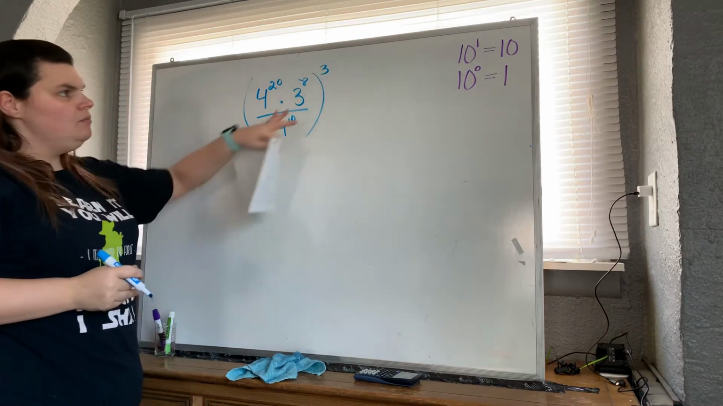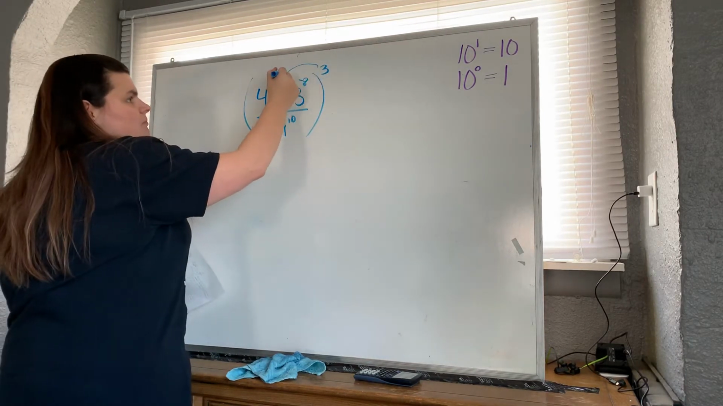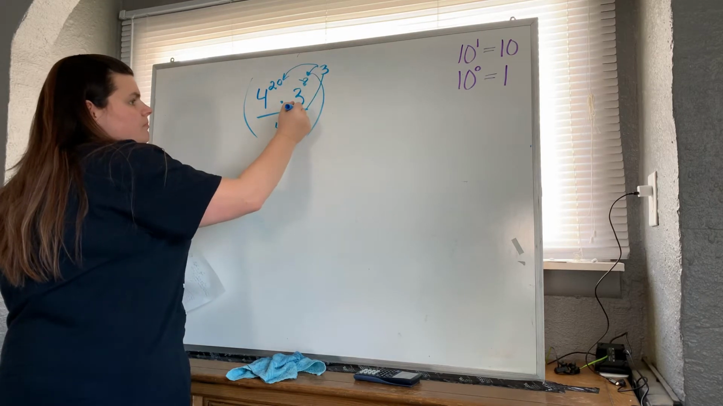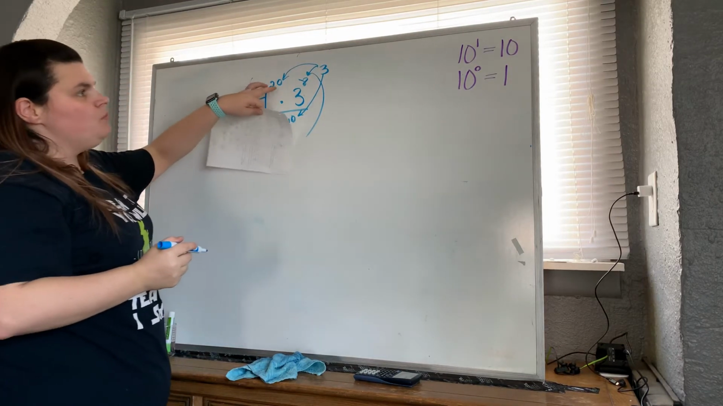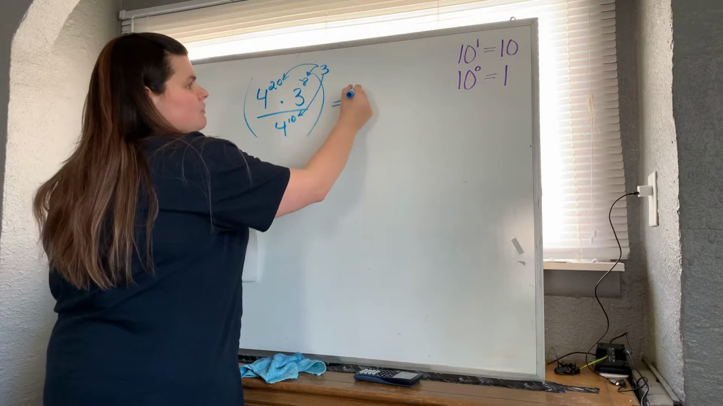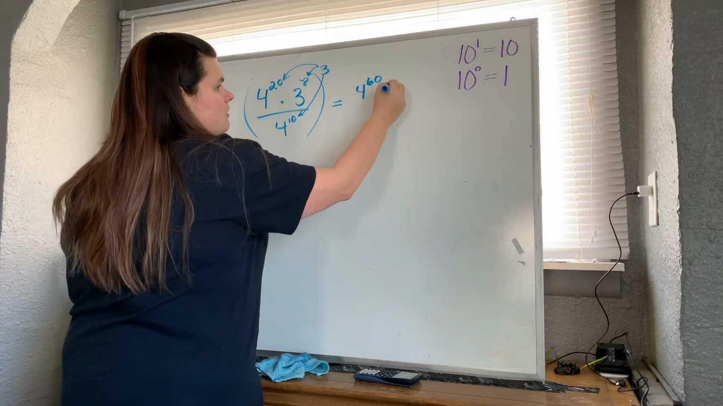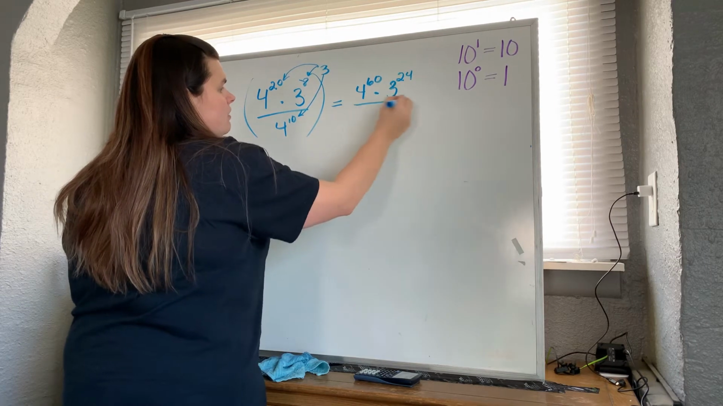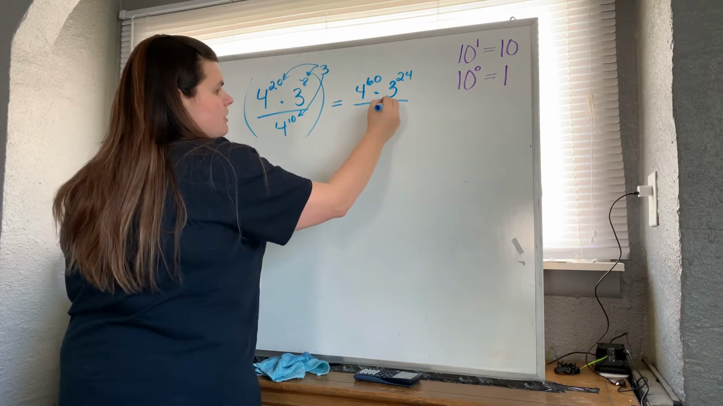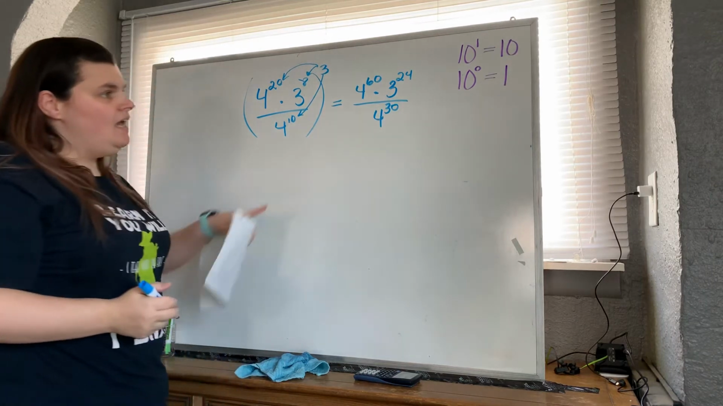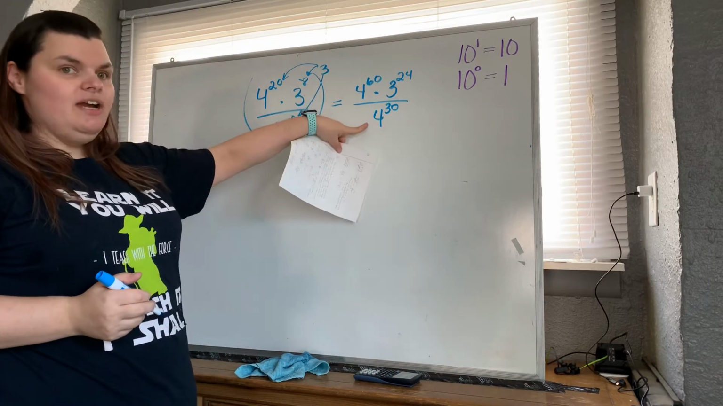Okay, so here we have this exponent on the outside that we're going to distribute. 4 to the 20th to the 3rd, so I do 20 times 3, which gives me 60. 8 times 3, which is 24. And 10 times 3, which is 30. And then I look and see I have these two here have the same base.